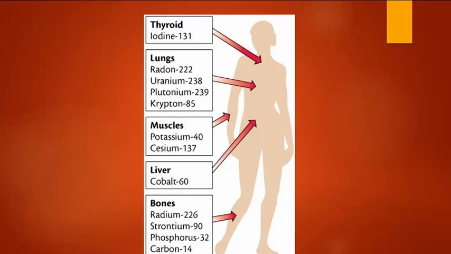If you're wondering what parts of your body, Emily, are more radioactive, your neck region with your thyroid has iodine-131. Your lungs have radon, uranium, plutonium, krypton. Yum, yum, yum. Muscles, potassium and cesium. Liver, cobalt. Bones are going to have radium, strontium, phosphorus, and carbon that are all radioactive.